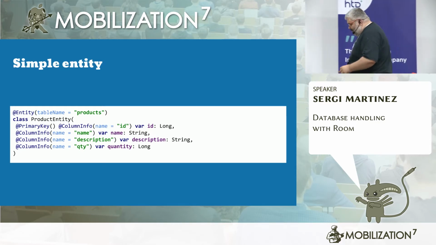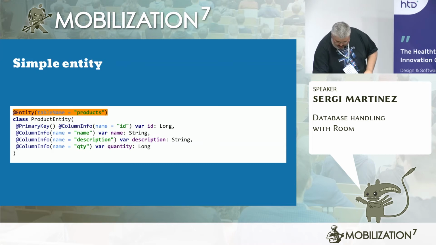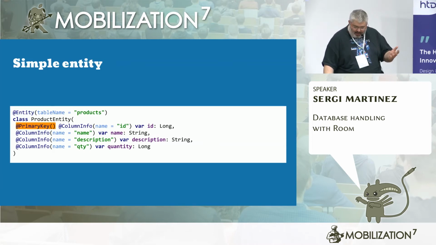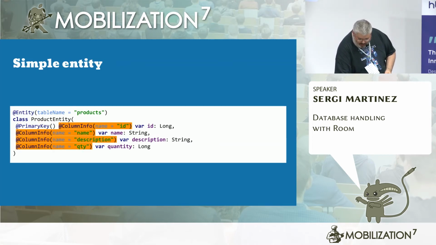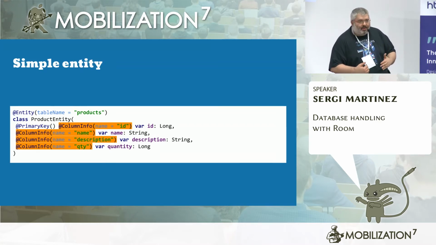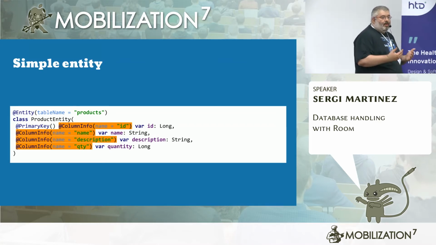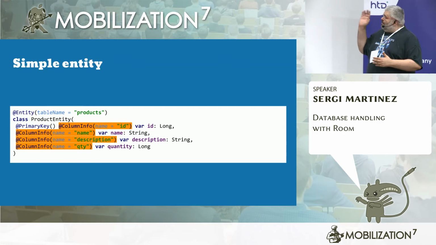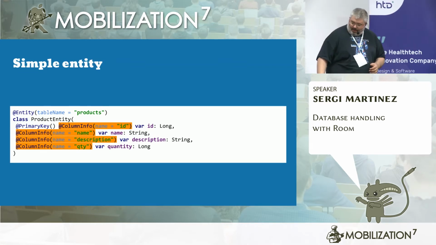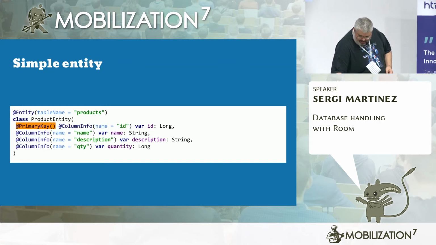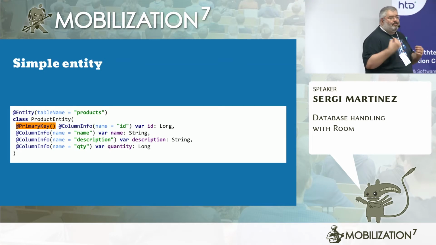What else do we have? We have the primary key, which is a single annotation for the primary key. And then for each field, we have the column info with the name of the field. If the name of the field is the same as the name of the variable, in the case, for example, of name, you don't have to write the name.